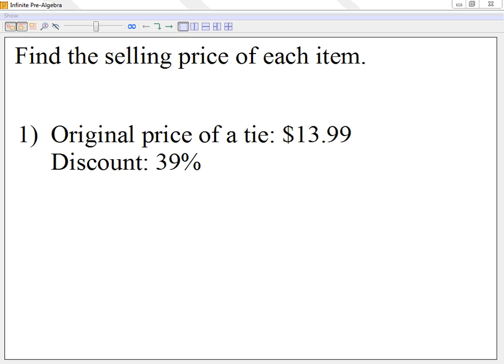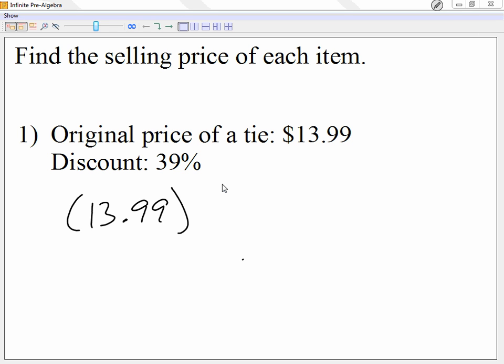I know when we first started this unit, we started with discounts and taxes and all this stuff. So looking at question number one, it says find the selling price of each item. There was a tie that originally was $13.99, and it has a discount of 39%. So I'm going to multiply 13.99, which is the original price.